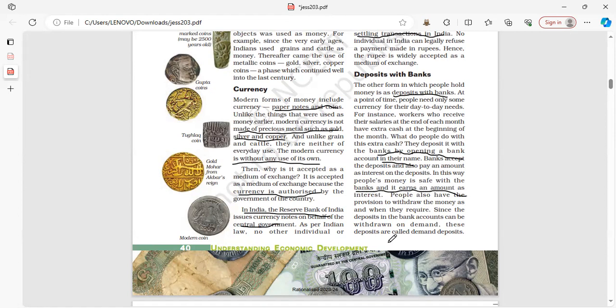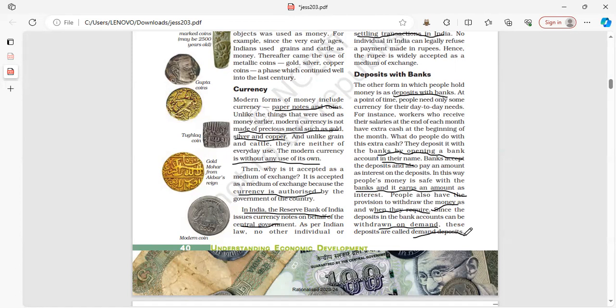People also have the provision to withdraw the money as and when they require. Whenever you have put the money in the bank, and if you need to withdraw money at any point of time, you can go and withdraw the money. Since the deposits in the bank accounts can be withdrawn on demand, that is, when you demand, you will get the money, it is known as demand deposit. So why is it known as demand deposit? Since the deposits in the bank account can be withdrawn on demand.